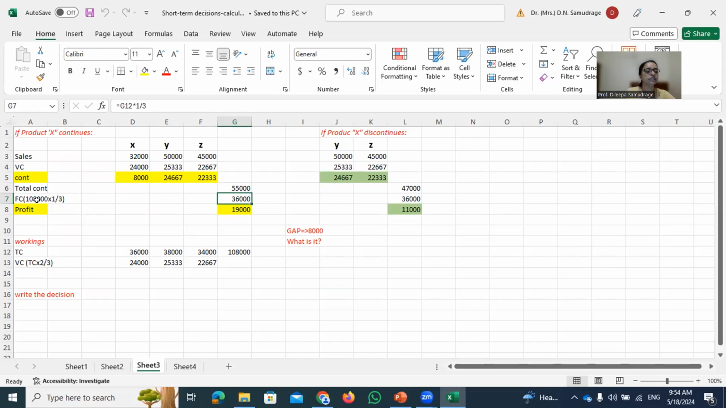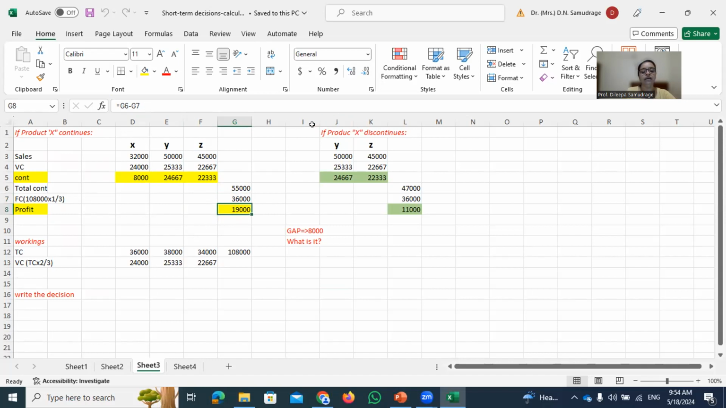So that's what I took here as 36,000. Total cost is 108,000. Then from that, 1/3 is fixed. Then you get a profit of 19,000. So if X continues, this is your workings. This is your answer, right?